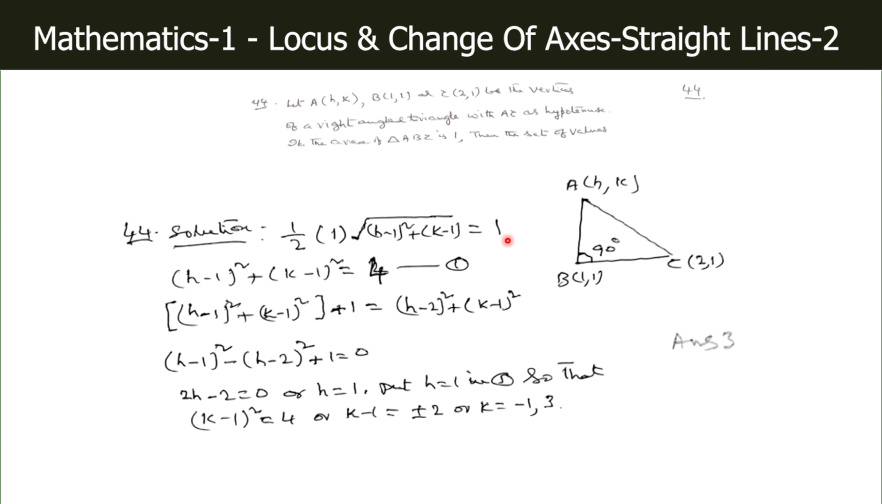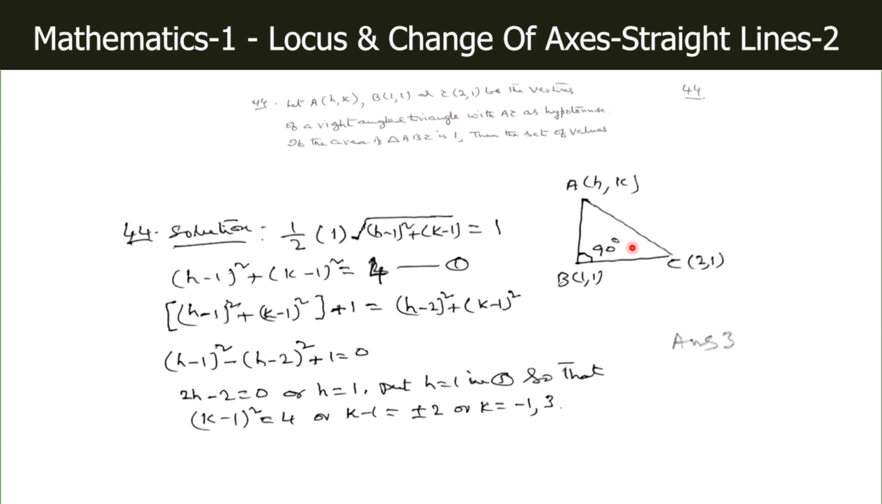So, because BC is equal to 1 and AB is equal to square root of (h minus 1) whole square plus (k minus 1) whole square. So half of 1 into square root of (h minus 1) whole square plus (k minus 1) whole square is equal to 1, or that is (h minus 1) whole square plus (k minus 1) whole square is equal to 4. So this we can write as (h minus 1) whole square plus (k minus 1) whole square plus 1 is equal to (h minus 2) whole square plus (k minus 1) whole square.